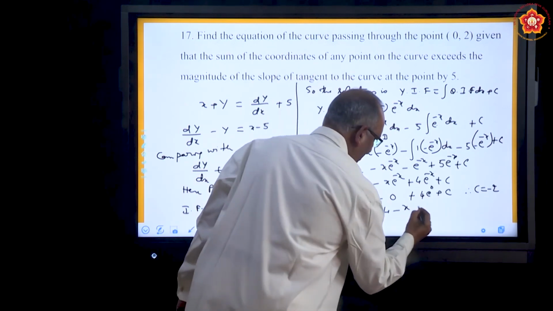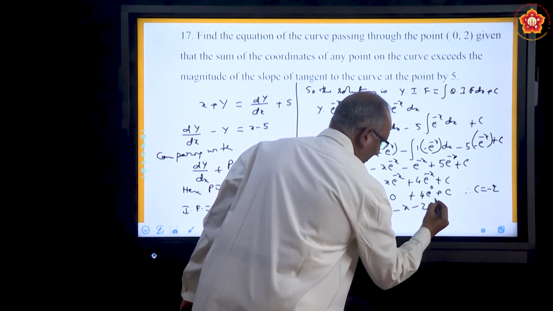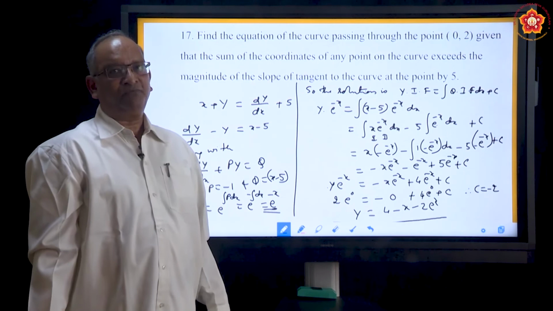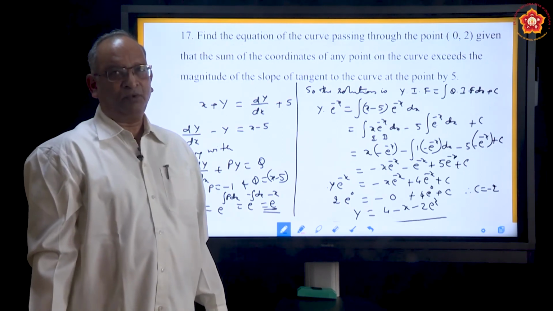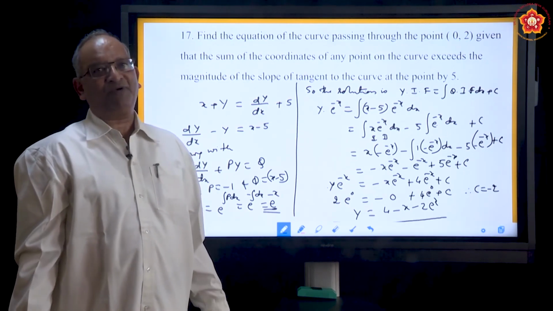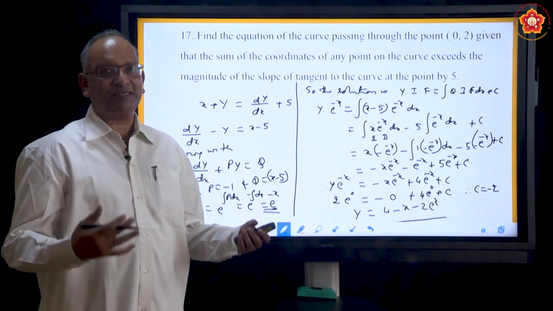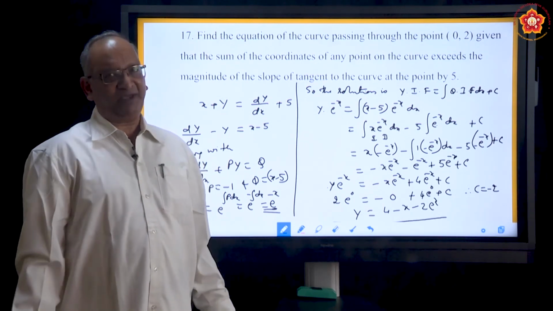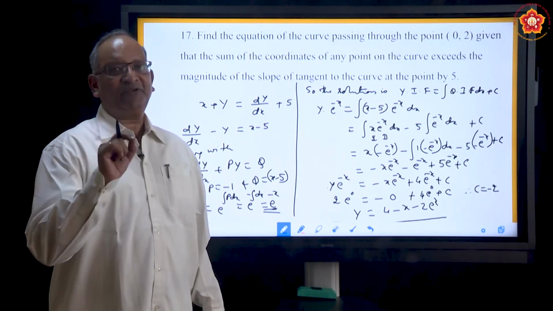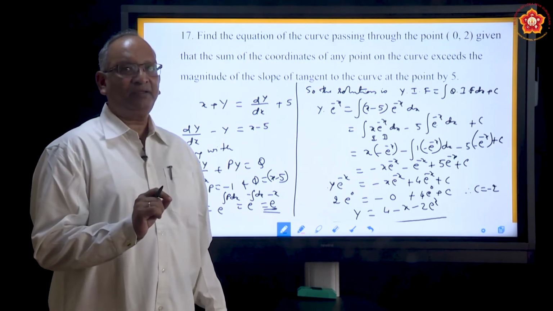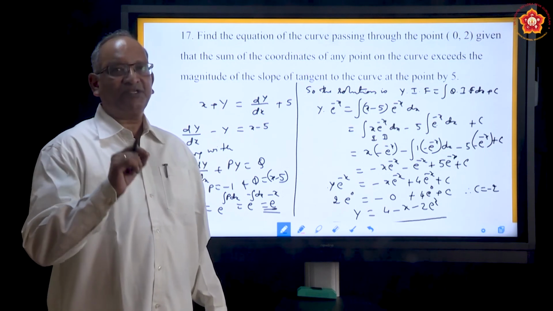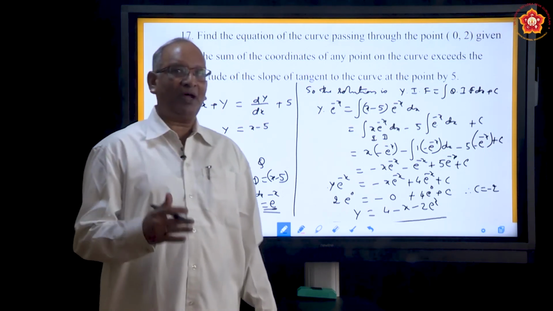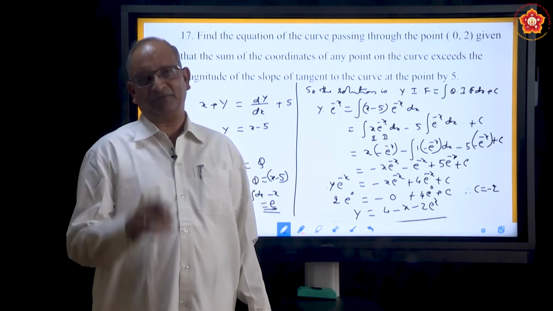Value of c is minus 2, so minus 2 e to the power x. This is the answer. This is how we solve the problems. So, I am sure you find it easy because it has got a standard method to solve the problems. There is no ambiguity anywhere. Only difficulty is to identify what kind of equation he has given in the examination. The moment you are able to identify, you will be able to solve it.